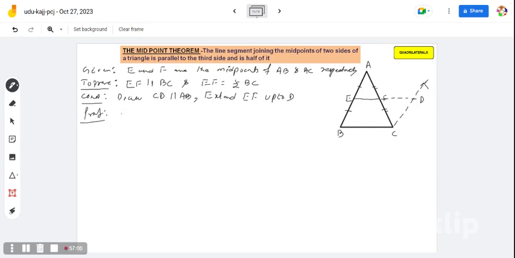We get two triangles. So in triangle AEF and triangle CFD, what we get? This is parallel to this, so this angle will be equal to this angle, alternate interior angles. We get this side equal to this side as F is the midpoint, and this angle is equal to this angle, vertically opposite angle. So let us name it as 1, 2, 3 and 4.